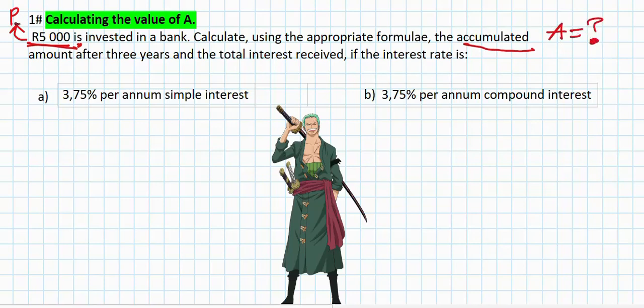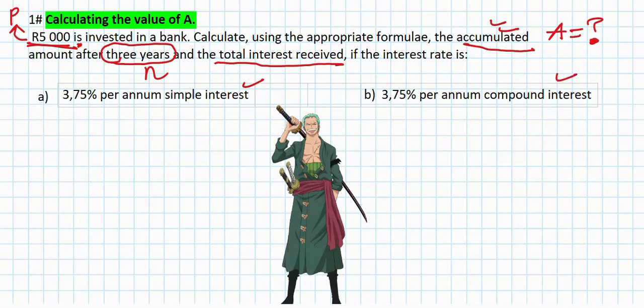So we have P. After 3 years, what is 3 years? 3 years is N. The total interest received is the interest. They want you to calculate the accumulated amount and the total interest received. Right. Okay. And then now it says if the interest rate is either this or that. So let's see if we can find those ones out.